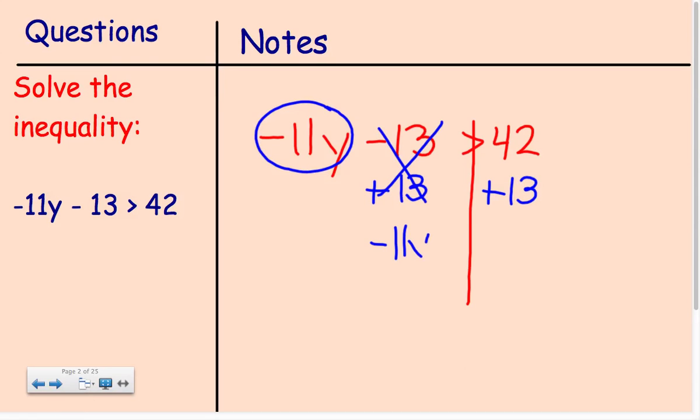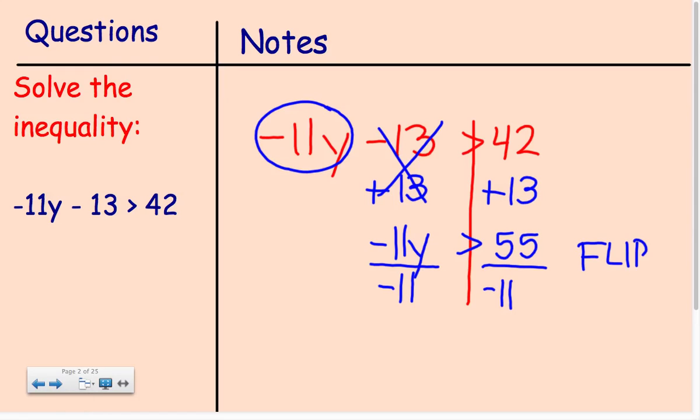Bring down the negative 11y, bring down my inequality symbol. 42 plus 13 is 55. Now I'm going to divide both sides by a negative 11. Since I'm dividing by a negative, I have to flip my sign. So instead of greater than, it's going to switch to less than. 55 divided by negative 11 is negative 5. My variable's on the left-hand side, so I am good to go. y is less than negative 5.